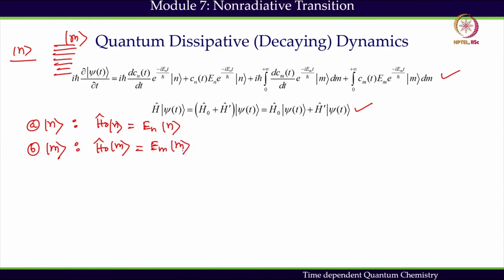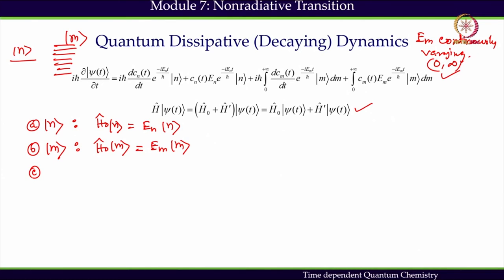E_m m, and we have said that E_m is continuously varying because it is a continuum, not a discrete state anymore. So, E_m is continuously varying, from 0 to infinity.